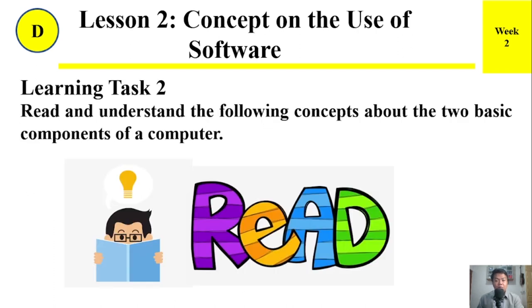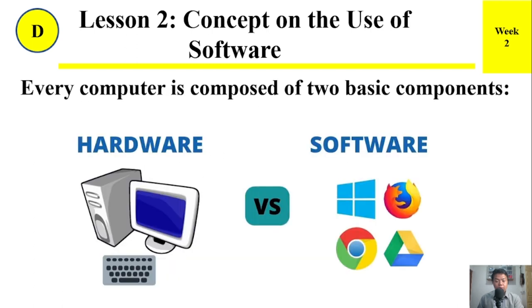Learning Task Number 2. Read and understand the following concepts about the two basic components of a computer. Every computer is composed of two basic components. We have hardware and software.